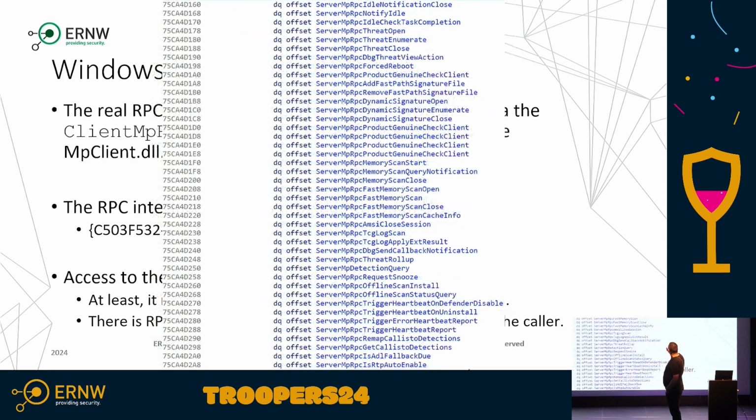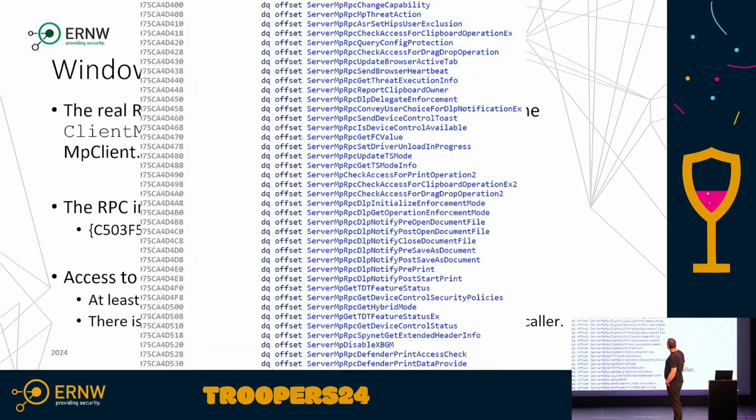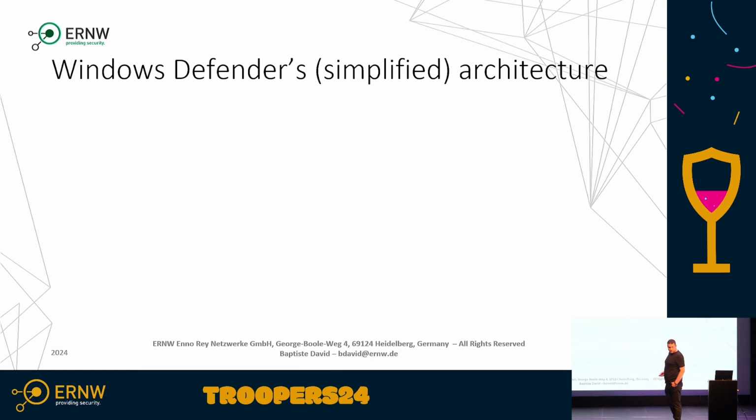We have also thread close, production genius checklist, fast memory scan, if you want to make a scan which is faster than the usual memory scan start. And you have literally the remote control over all the features of Windows Defender. You have even the possibility to update the signature the way you like. Everything is there. Check for drag and drop operation. You have also one for IMSI in the list somewhere. Well, you have a lot of stuff over there. Okay? That's the interface of Windows Defender. That's the remote control of Windows Defender.